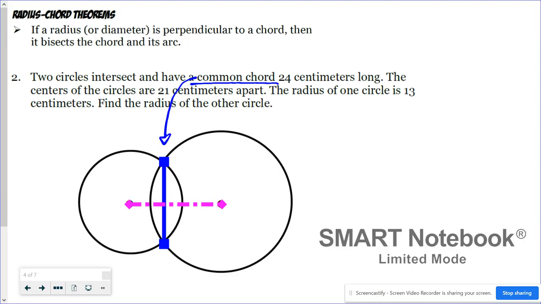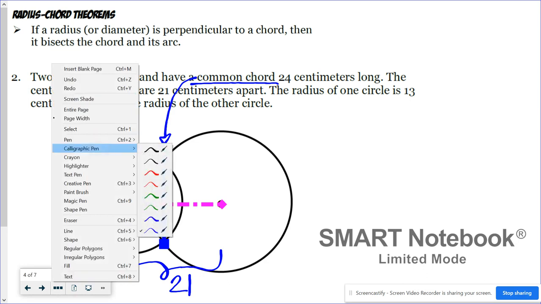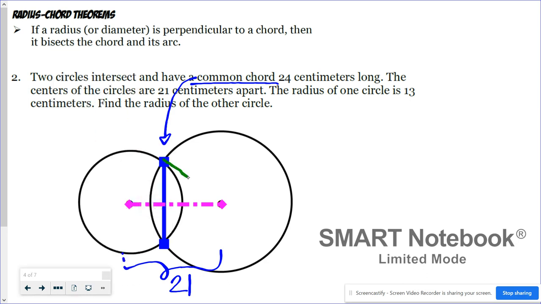The centers of the circles are 21 centimeters apart. So from here to here, that's 21, and the radius of one of the circles is 13. Now, they don't really tell us which one is 13, but we can just pick one. Yeah, we'll just go with the bigger one. Okay, so we'll say that the radius of this circle over here is 13. So we know the radius is 13.